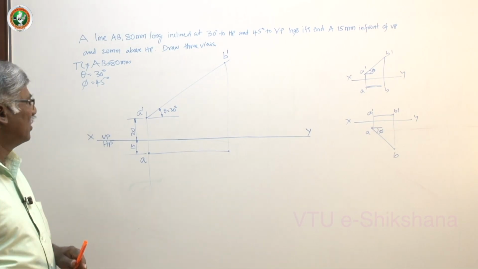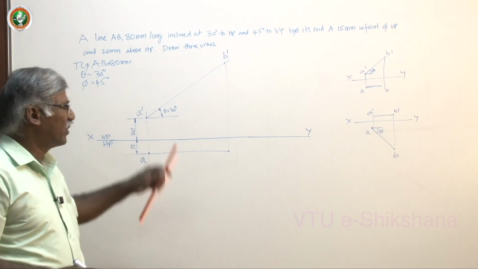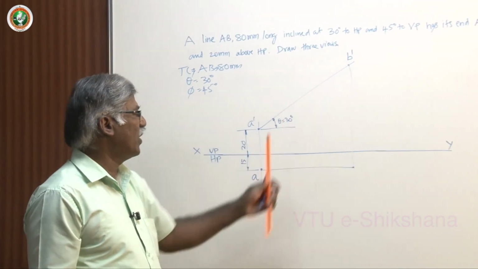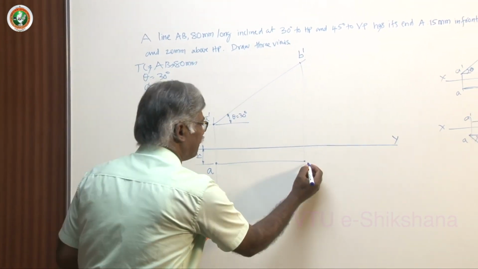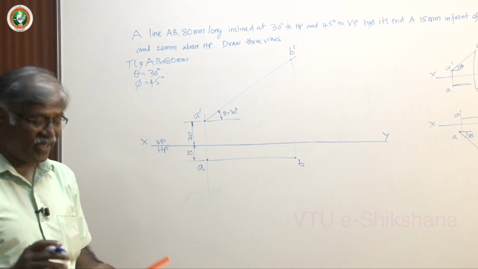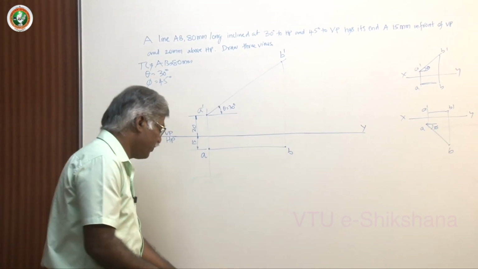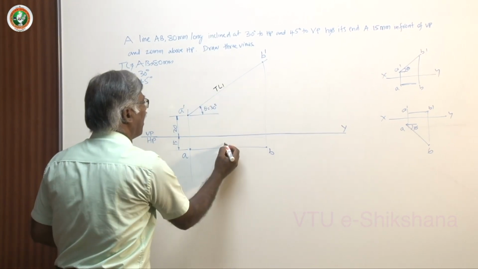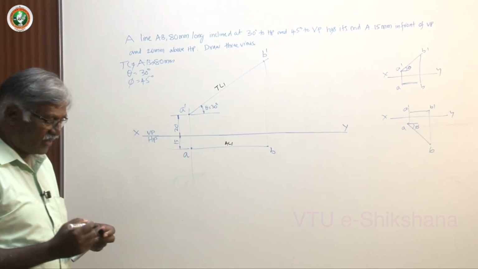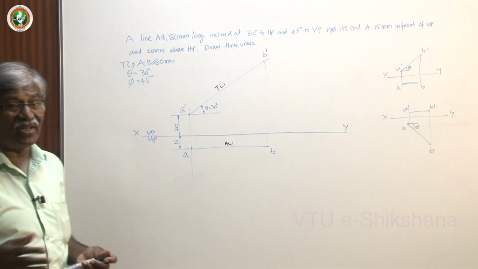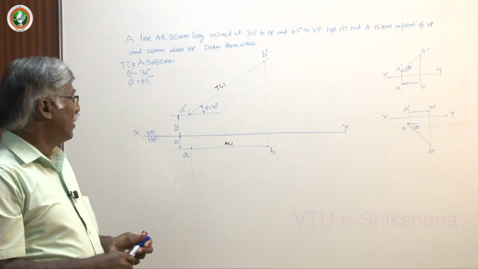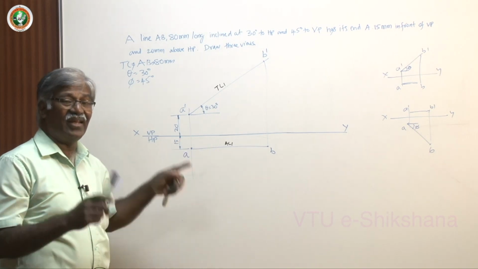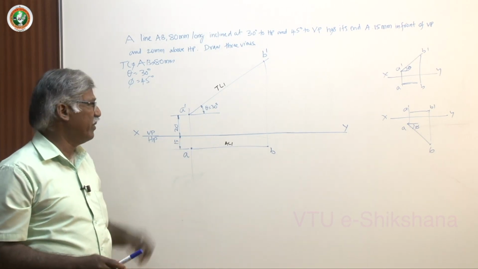As I told you, during dimensioning, you have to keep it this way. Now A dash B dash is the front view, AB is the top view. This is one set of projections. Let me name this particular set as true length 1, apparent length 1, because we have two conditions: one inclination to HP, one inclination to VP. So this is the projection of the line when the line is inclined only to HP and parallel to VP.